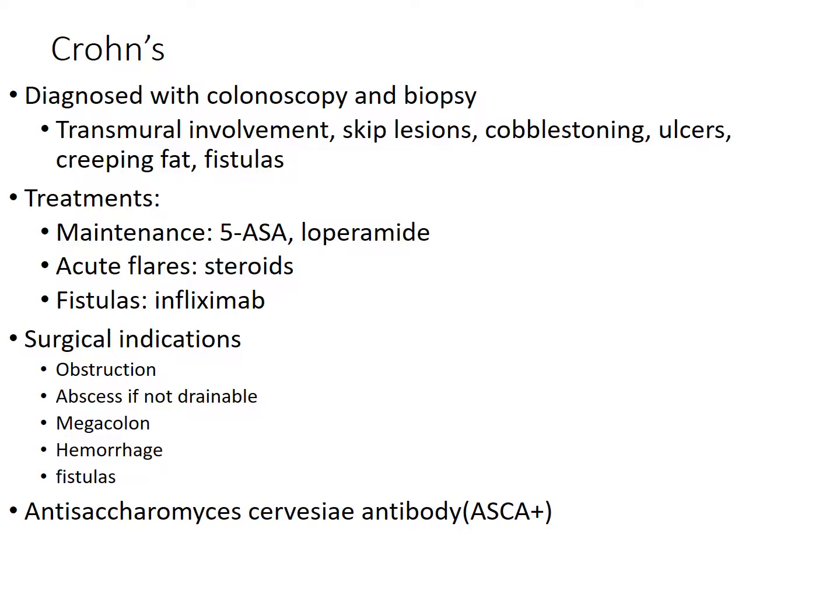Some more on Crohn's. It's diagnosed with colonoscopy and biopsy. Some trigger words are transmural involvement, skip lesions, so it's not continuous. It can occur in different areas. Cobblestoning, you can see ulcers. Fistulas. Creeping fat is actually something you'd see more intra-abdominally, not on a colonoscopy. So you would see that during a diagnostic lab or an X-ray of some sort.